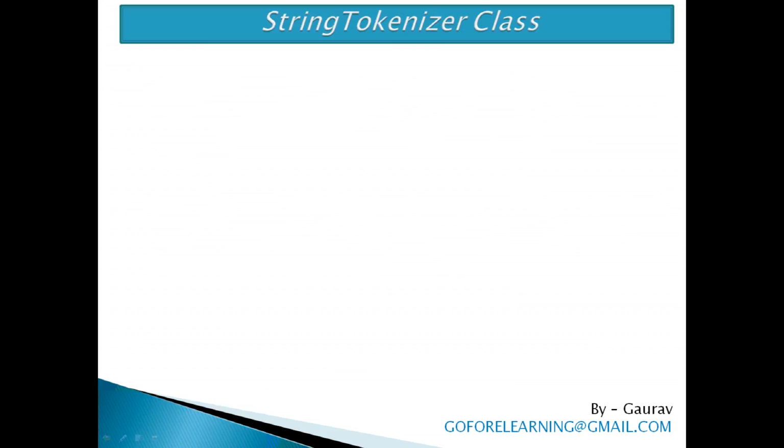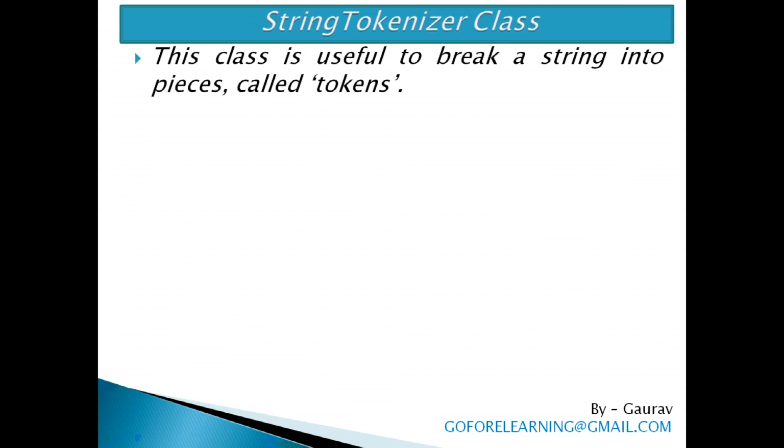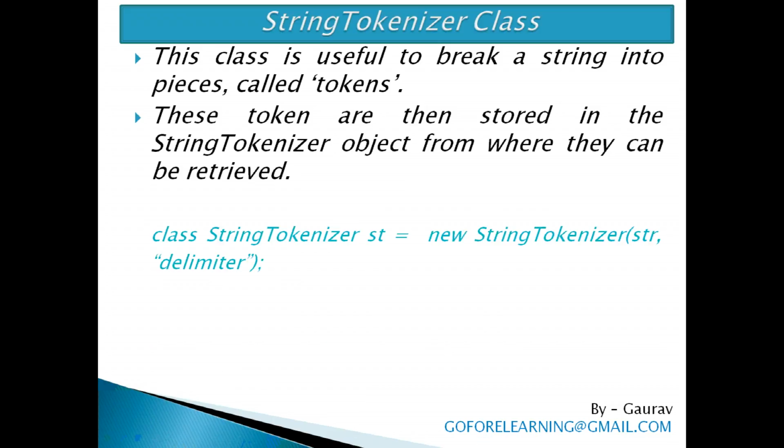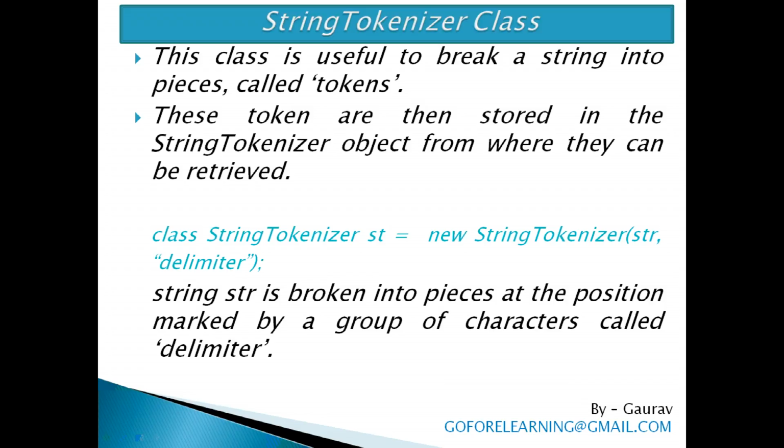Next is the StringTokenizer class. This class is useful to break a string into pieces called tokens. These tokens are then stored in the StringTokenizer object from where they can be retrieved. The code to create an object of StringTokenizer is: StringTokenizer st = new StringTokenizer(str, delimiter). In this statement, the actual string str is broken into pieces at the position marked by a group of characters called delimiter. This is all about the collection framework.